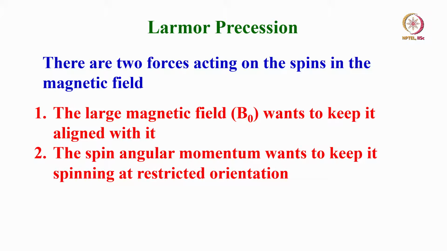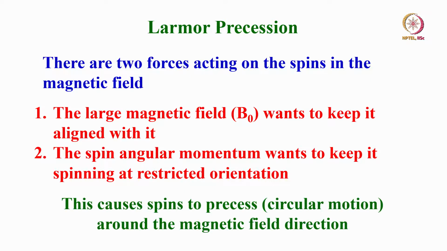There are two forces acting on the spins in the magnetic field. One, the large static external magnetic field ensures that the spins are oriented in the direction of it, aligned with it or opposite to it. But the spin angular momentum wants to keep it spinning at a restricted orientation. Quantum mechanically, we calculated the magnitude and also theta, cos theta, and it turns out to be 54.7 degrees for m equal to plus half. We found out it wants to be in a particular restricted orientation.